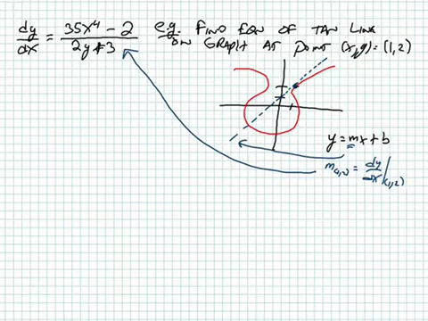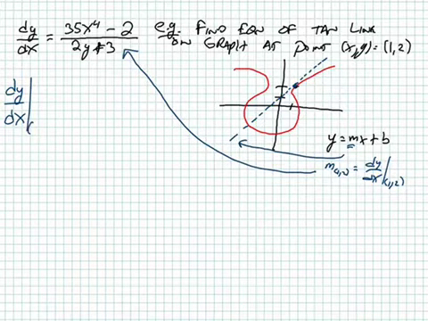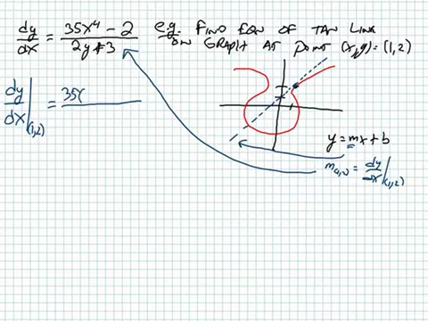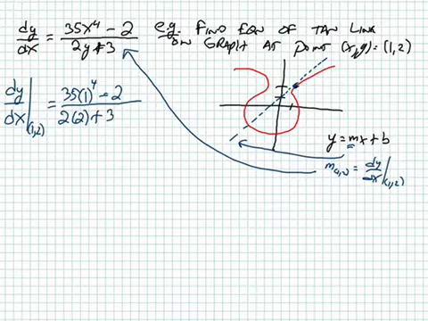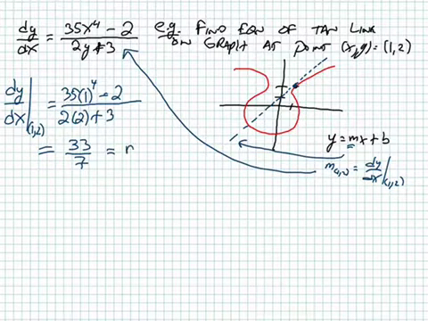And so if I go up here, then dy/dx at the point (1, 2) is, all you do is put in the values of x and y. So I've got 35 times the x value, which is 1, to the fourth, minus 2, all over 2 times y, which is 2, plus 3. And so my slope here is going to be 33 over 7. And that's my m, the slope of this tangent line.